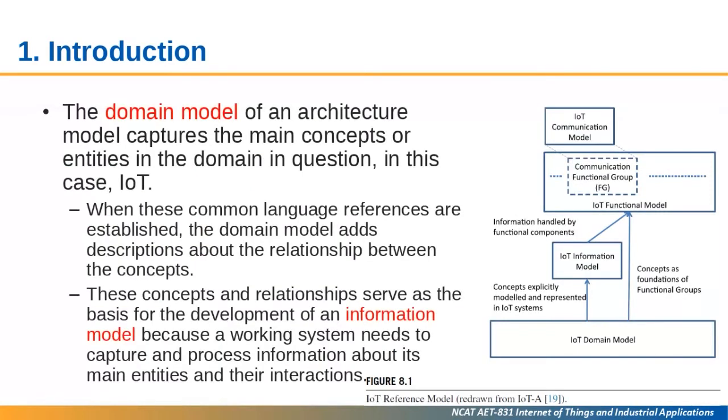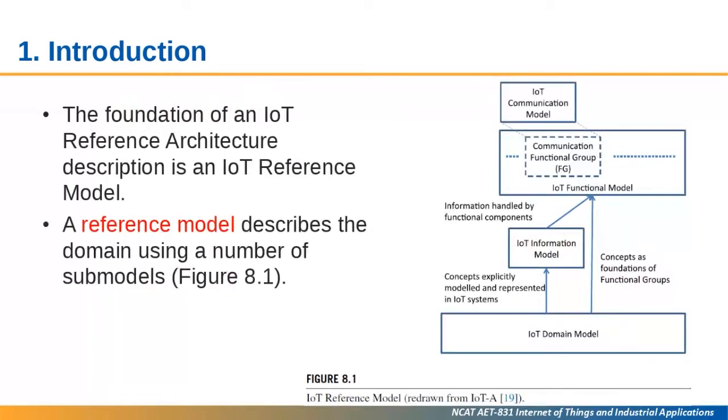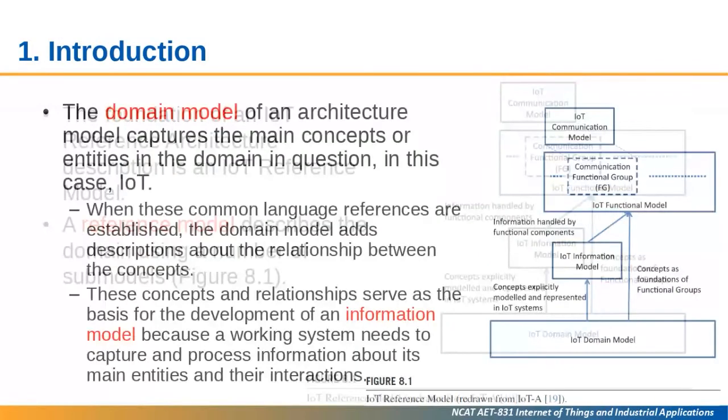This slide describes why these submodels are needed in the reference model. Okay, so by the way, the submodels we mentioned here, 1, 2, 3, 4, together form a reference model. In other words, a reference model includes such submodels. So those are the relationships.